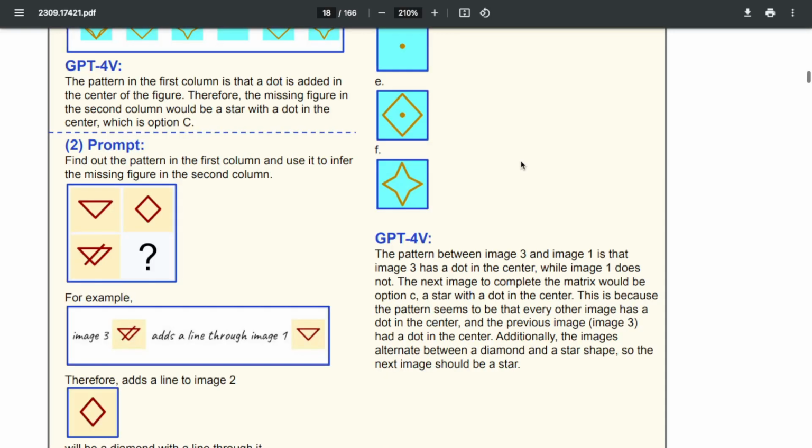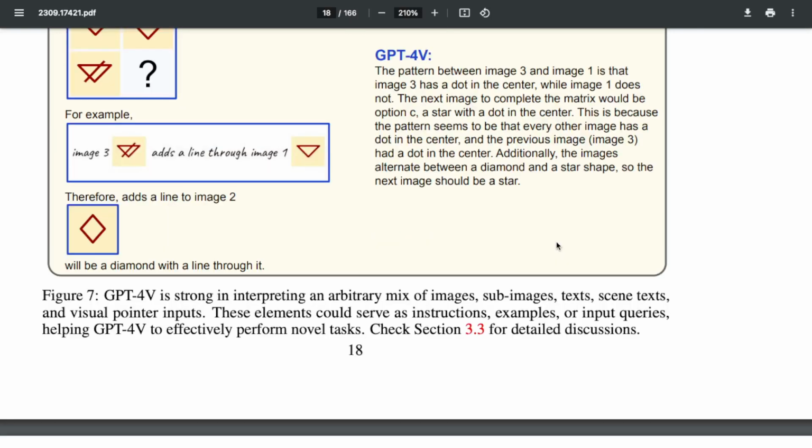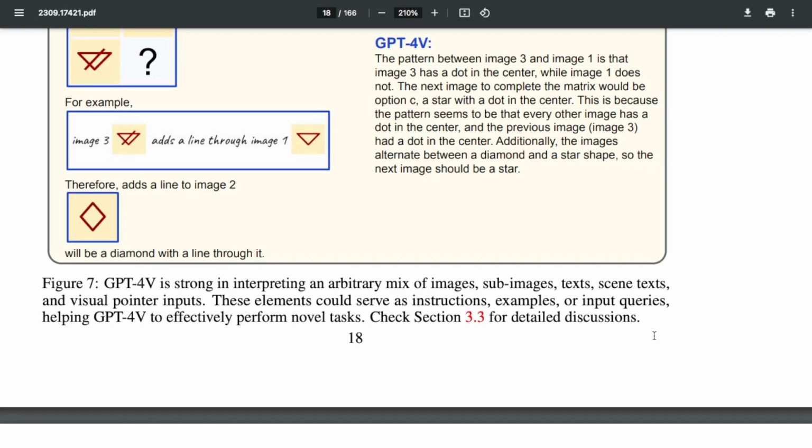These are all examples of pointing that will help GPT-4V understand what's going on. These elements could serve as instructions, examples, or input queries, helping GPT-4V to effectively perform novel tasks. We won't delve too much into it because there's just so many examples here we can look at. So let's move on to the next one.